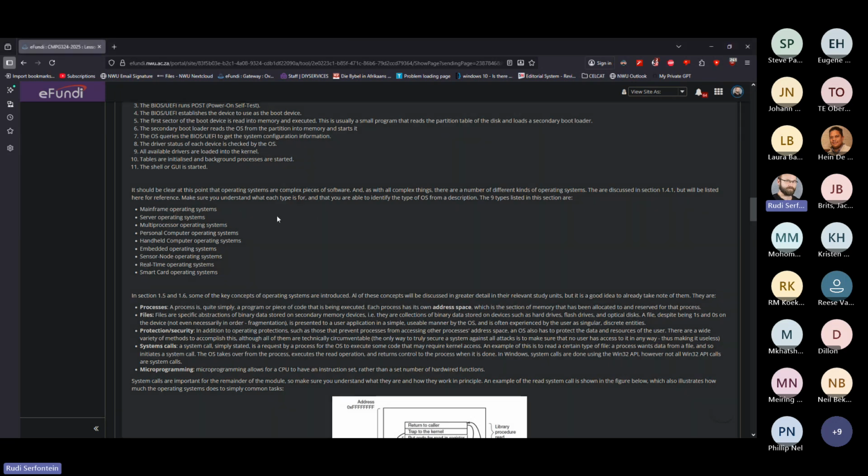So that if, say, for instance, I give you a question, an example would be something like: what amongst the following does a mainframe operating system have that a multiprocessor operating system does not? Just to use an example.